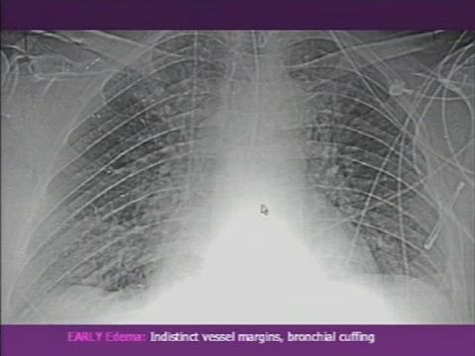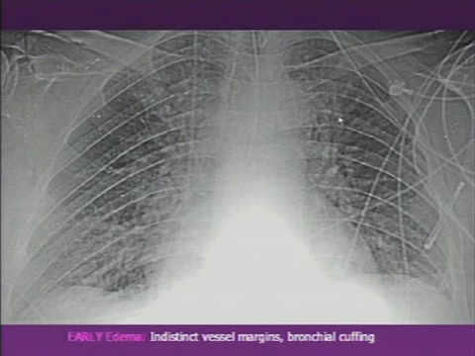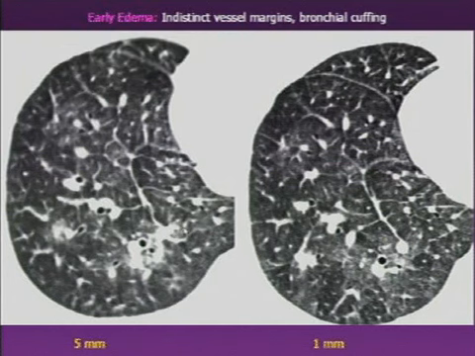So early on, this is a supine patient, but we see indistinct perivascular edema, making the vessels a little bit indistinct and hazy. There's bronchial cuffing. The CT correlate shows increased density in the peribronchovascular interstitium. There's a little bit of thickening of the bronchial walls, 5 millimeter image, and perhaps better appreciated on the 1 millimeter image here. There's a little bit of interlobular septal thickening. So this is early pulmonary edema.